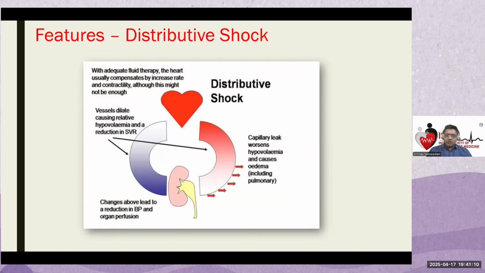So in distributive shock, the vessels dilate, causing a relative hypovolemia, as I said, and a reduction in the systemic vascular resistance. Along with this, there is capillary leak, which causes hypovolemia and aggravates it, causing edema in the interstitium and sometimes pulmonary edema. So these changes will result in a fall in the blood pressure. The systolic blood pressure falls. The diastolic blood pressure also falls. The pulse pressure widens, and the peripheries are usually warm because there is a low systemic vascular resistance.